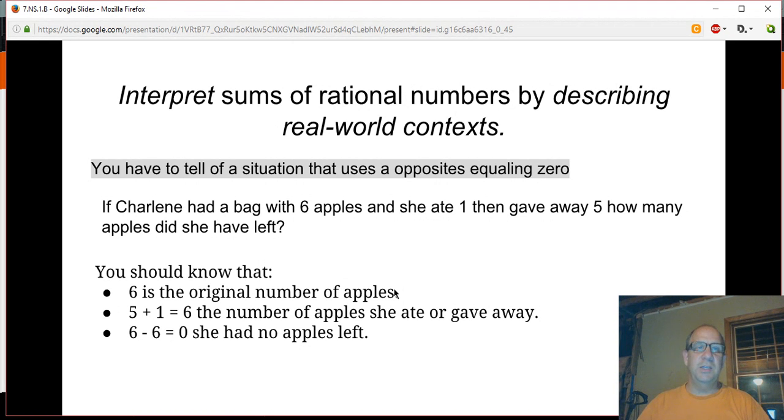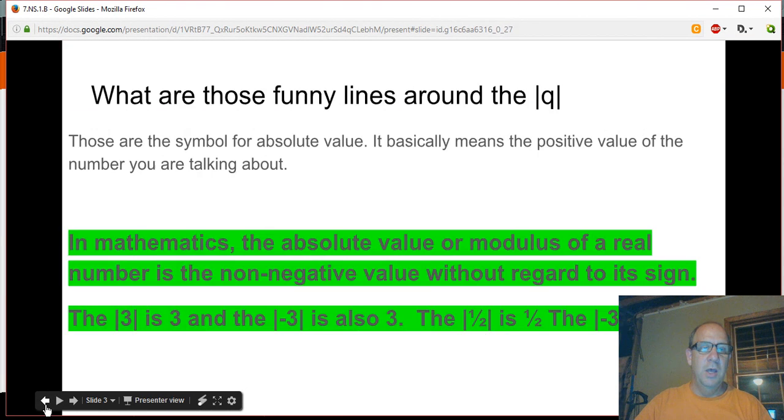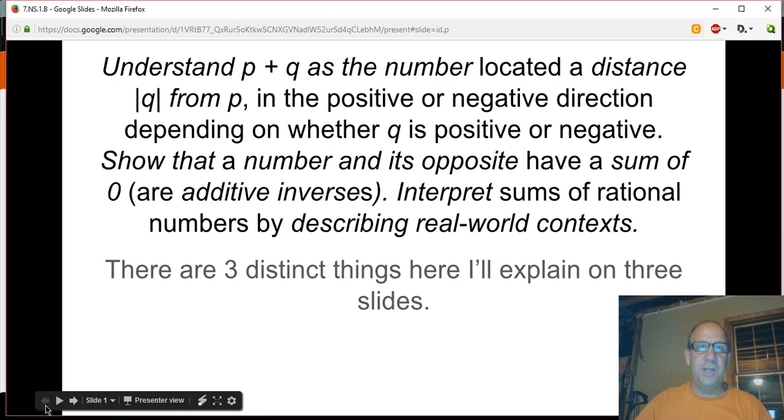So that is standard 7.NS.1.B. Understand P plus Q is the number located at distance, the absolute value of Q from P in the positive or negative direction, depending on whether Q is positive or negative. Also, show the number and its opposite have a sum of zero, are additive inverses. Also, interpret sums of rational numbers by describing real-world context.